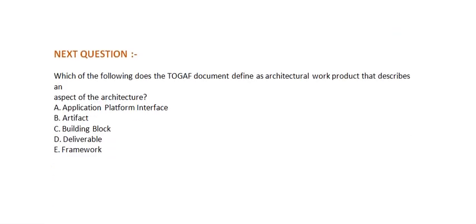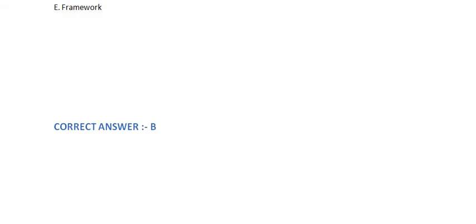Next question is, which of the following does the TOGAF document define as architectural work product that describes an aspect of the architecture? Option A, application platform interface. Option B, artifact. Option C, building block. Option D, deliverable. And option E, framework. The correct answer is option B.